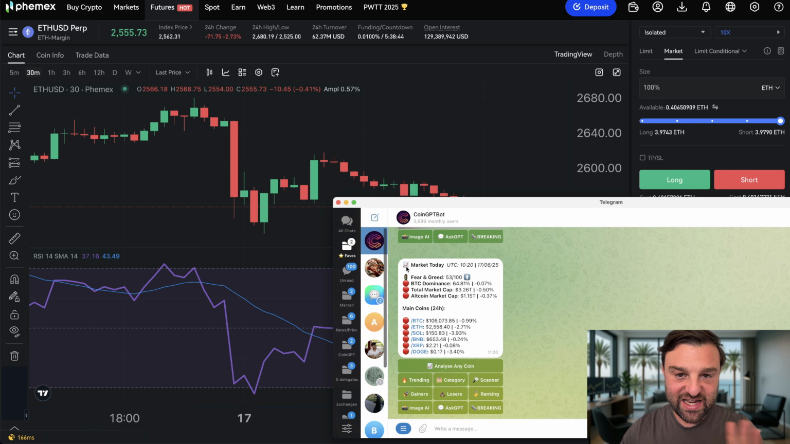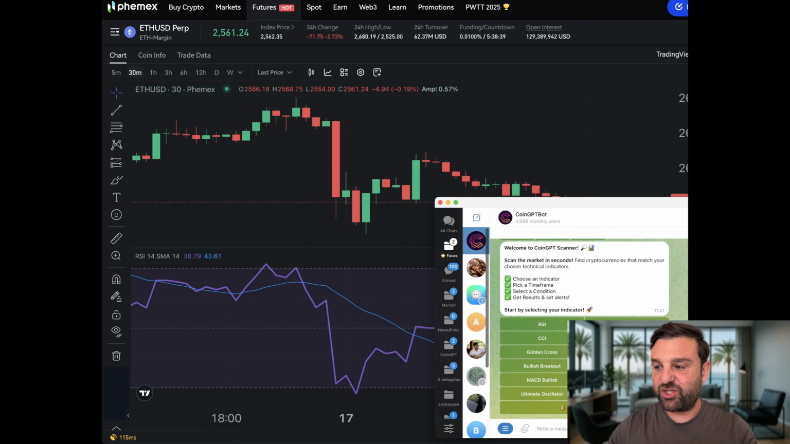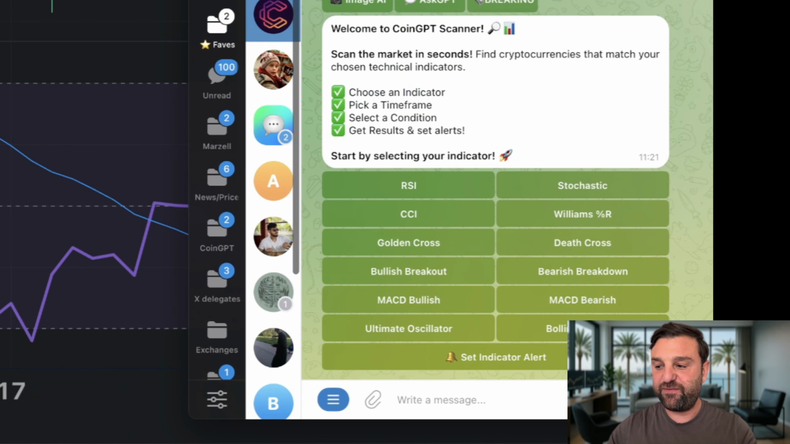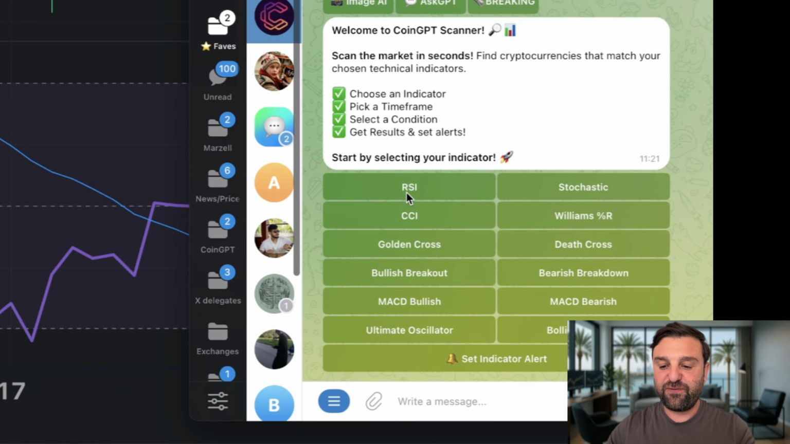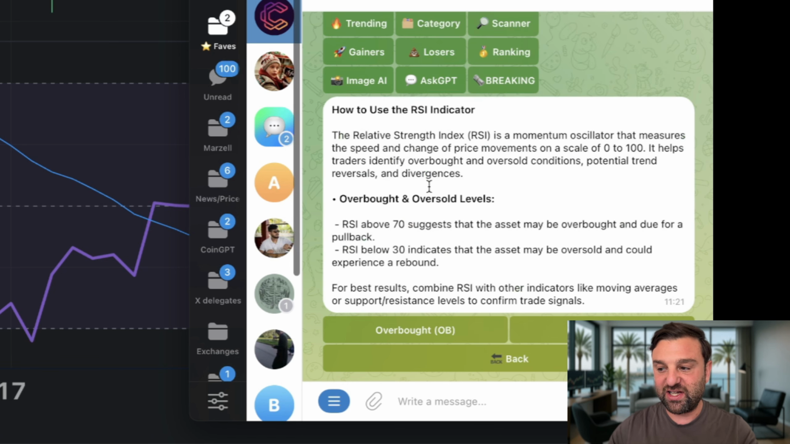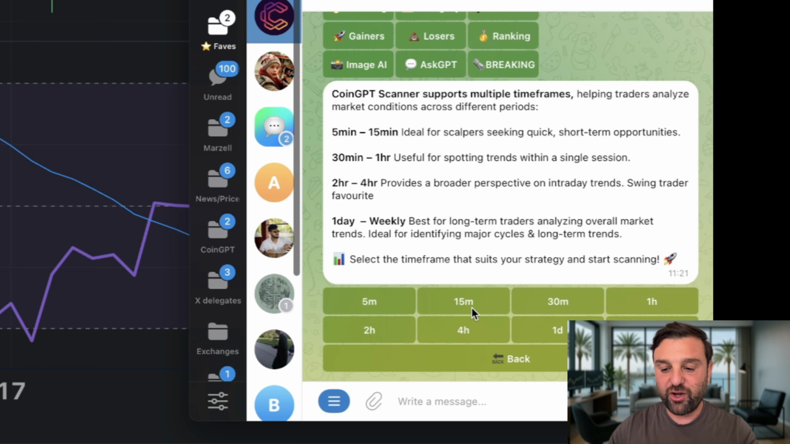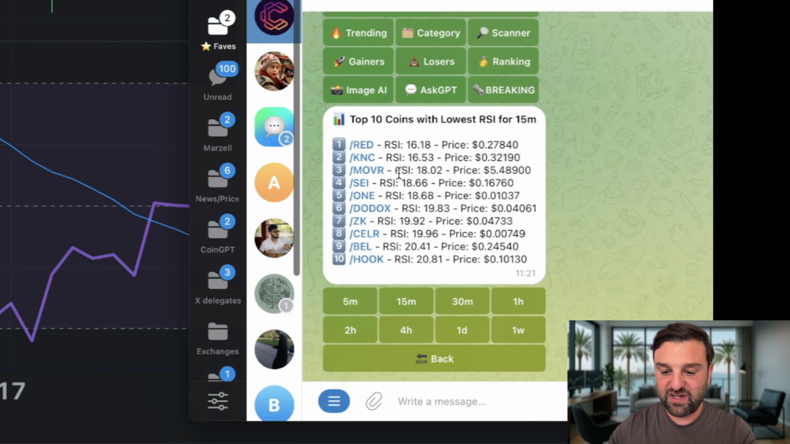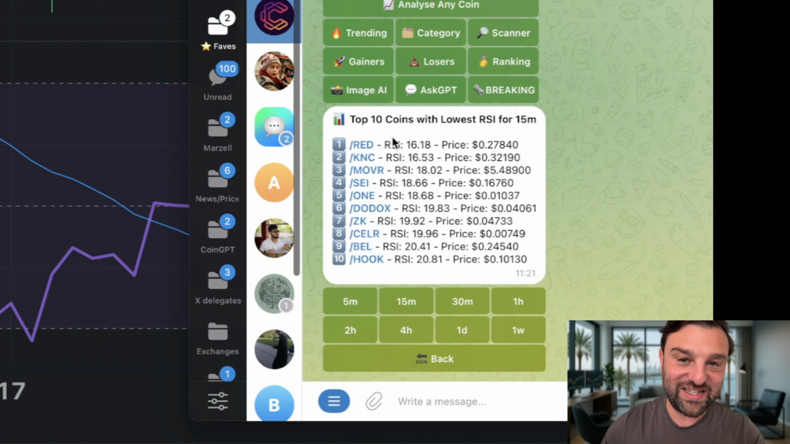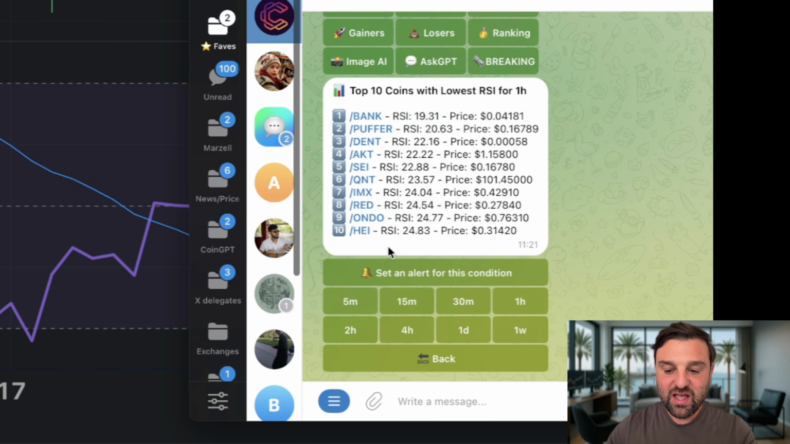You can analyze any coin using this bot, and it gives you a stop loss and take profit, but it also has something called the scanner feature. Using the scanner feature, you can find coins that meet certain conditions in different time frames. For example, we've just been looking at the RSI, the Relative Strength Index. If I want to find coins that are oversold, we can go to a different time frame, let's say the 15 minutes. It tells us all the coins that are oversold. We could do it on the 1 hour time frame, for example. All of these coins are oversold on that time frame.